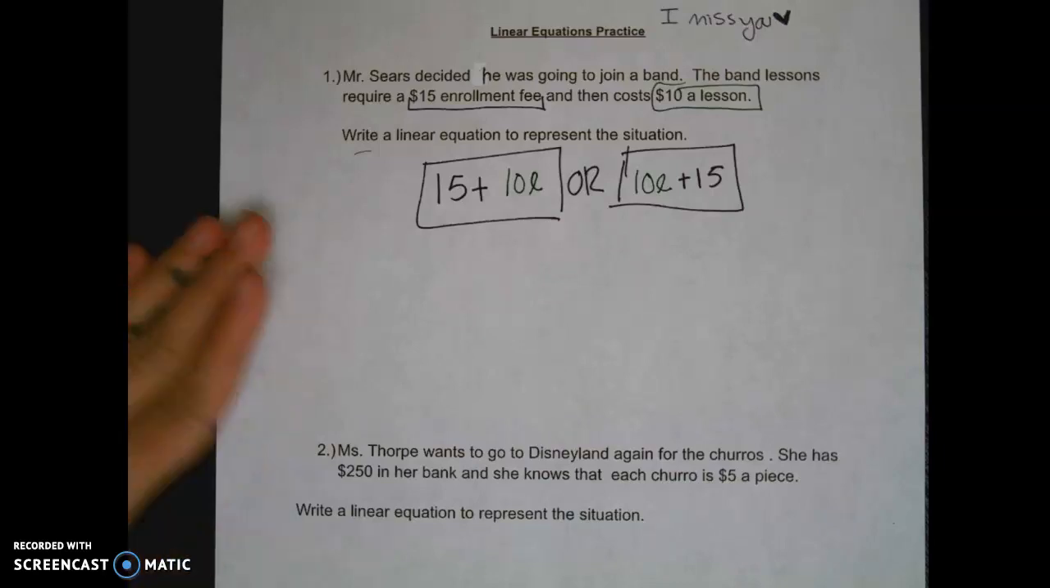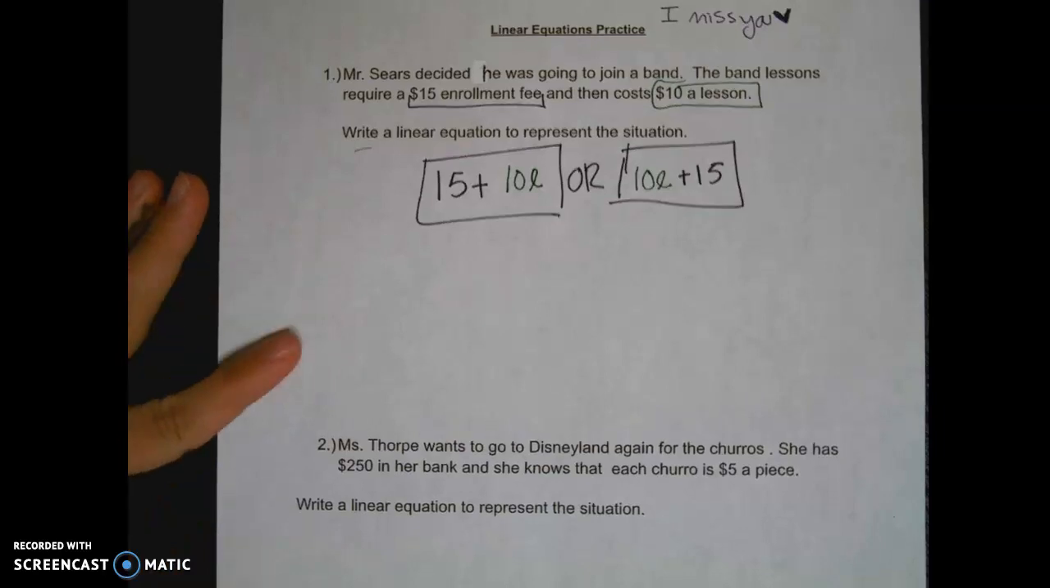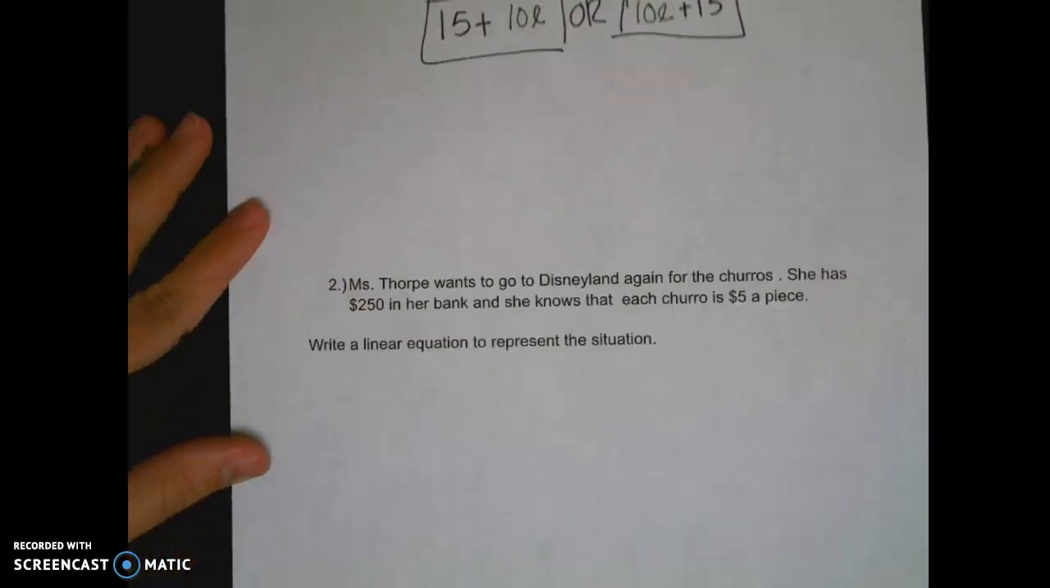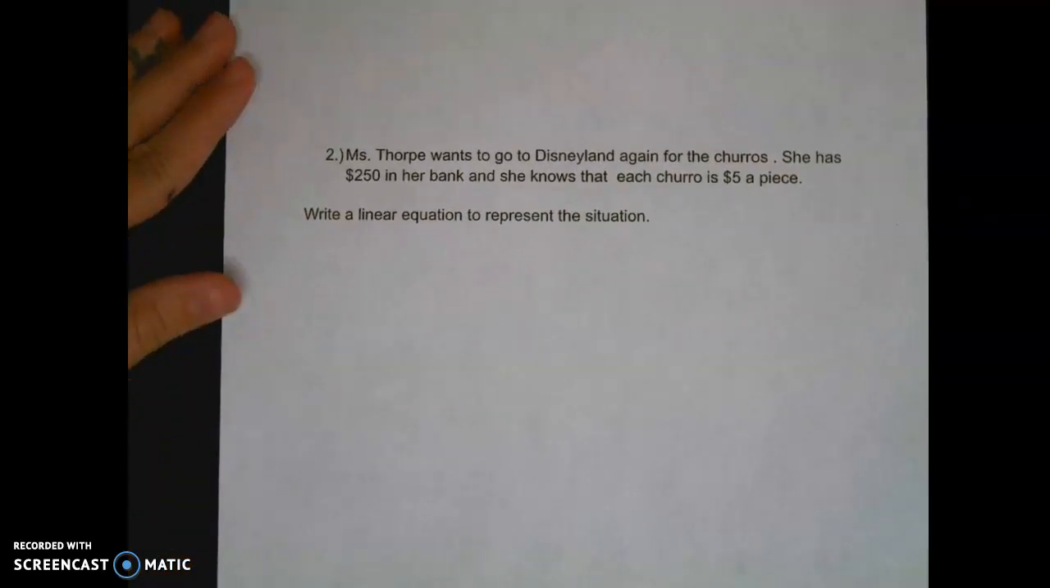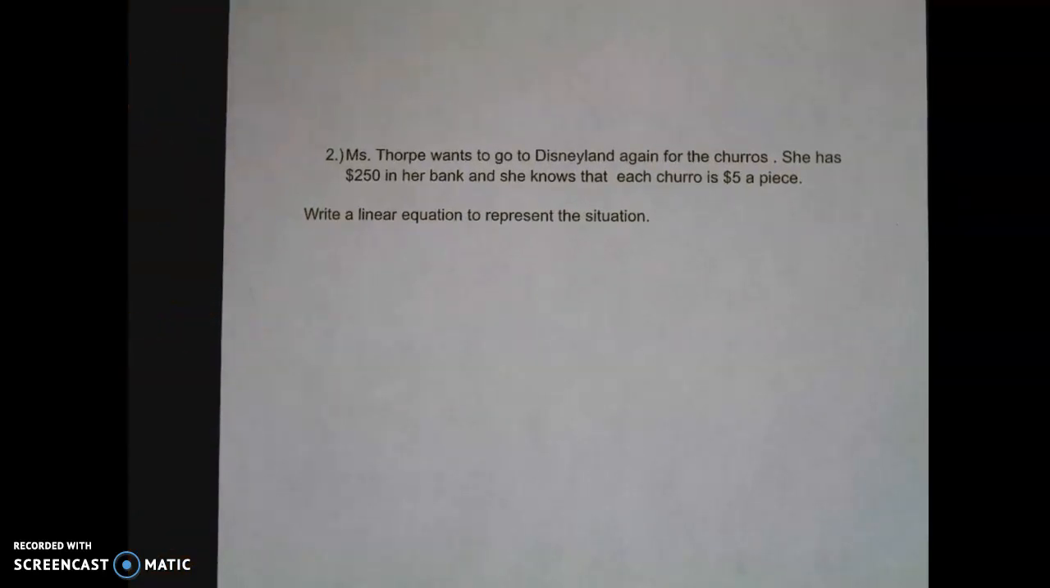Crazy. Let's look at number 2. It's about me! How exciting! It's not like I created it or anything. So I want to go to Disneyland again because you know what? Disneyland's been closed for a heckin' lots of time and I'm really sad that it's closed.